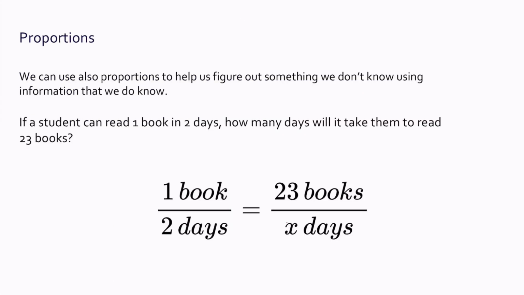So we can also use proportions to help us figure out something we don't know. So in these last few examples, we've been just saying, are these things proportionate? And now we're looking at things where we're saying, okay, these two things are proportionate, but we don't have this piece of information. So we can use our cross multiplication to find out.